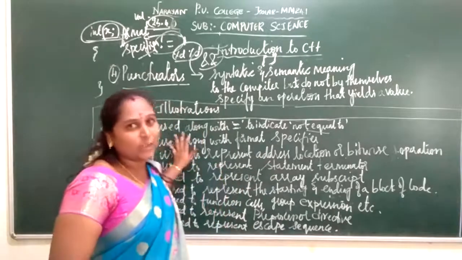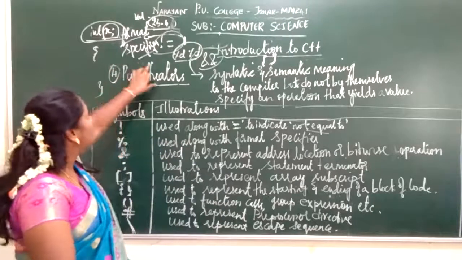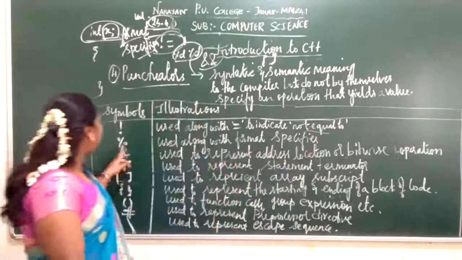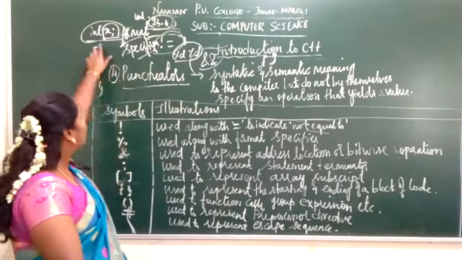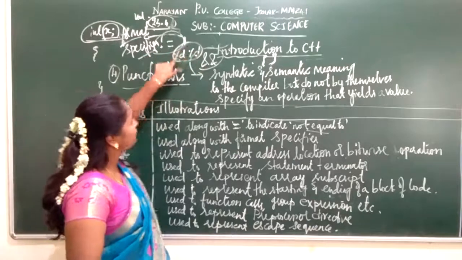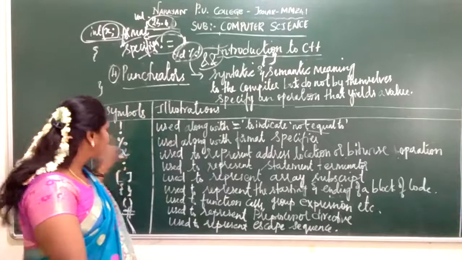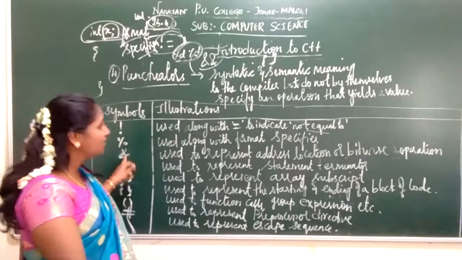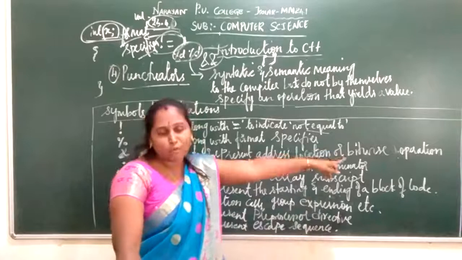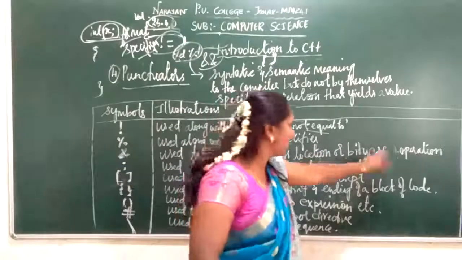So what are the punctuators? The first one is the exclamation mark, which is always used with the equal symbol to indicate not equal. Next you have the format specifier. In C language, percentage D, we call this the format specifier. It can also be used in some arithmetic calculations. Then ampersand is used to represent an address location or bitwise operation. You are going to study the bitwise operations in this particular chapter.